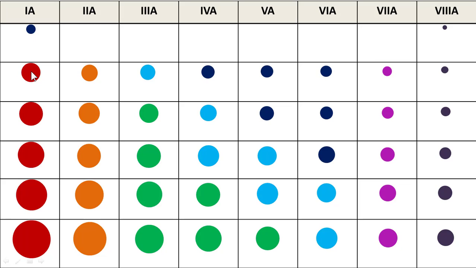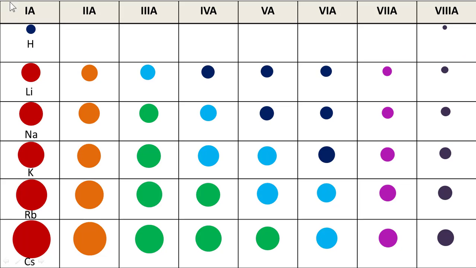The first one is by color. The red color is alkali metals. The orange is alkaline earth metals. The green is basic metals. The blue is semi-metals. The dark blue is non-metals. The purple here is the halogen group, and the brown here is noble gas.